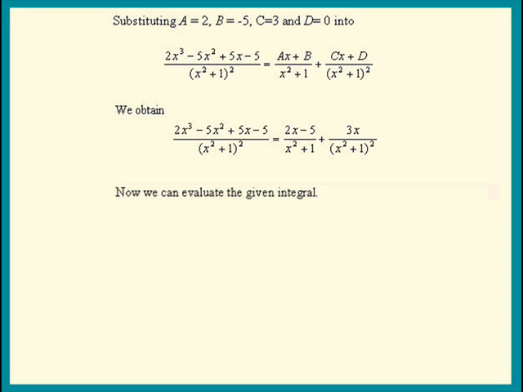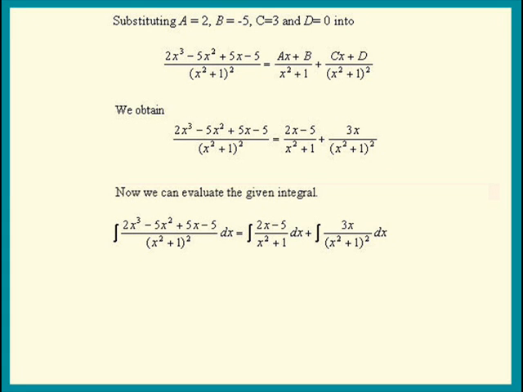The given integral can now be expressed as a sum of two simpler ones. The first one is the integral of 2x minus 5 over x squared plus 1. And the second integral is 3x over x squared plus 1 squared. Okay, let's take a look at the first one. How do you do that?